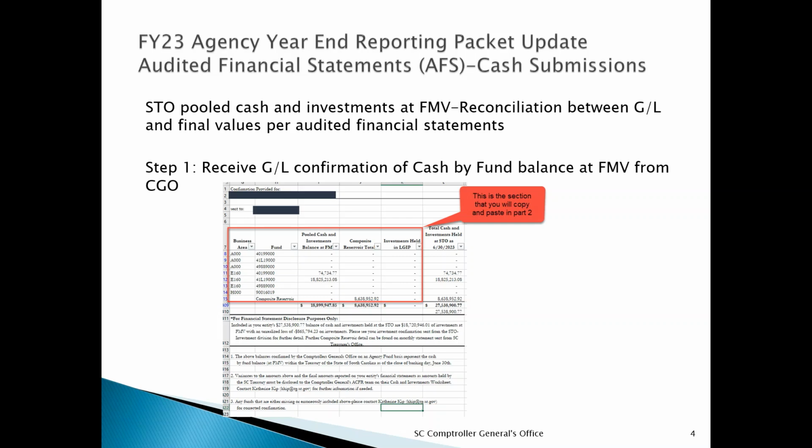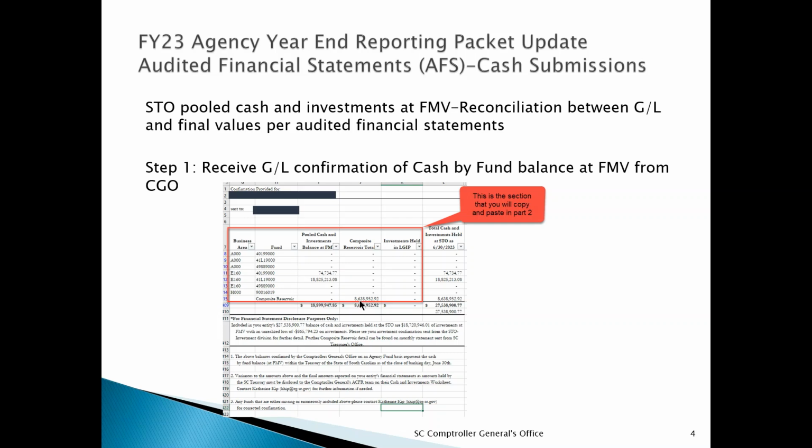It would have gotten a confirmation from the Treasury Division at the STO, and it would have gotten a confirmation from the Investment Division at the STO. This is that number combined. But remember, it's at fair market value, so it's cash at a bank plus your fair market value. Now, the beauty of this confirmation here is it's going to be everything that's held at the STO. It's also going to be your composite reservoir balance as well.